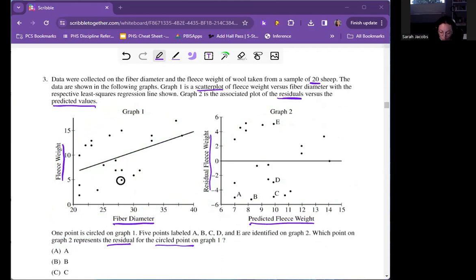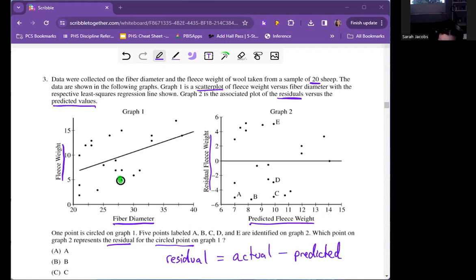Okay, just a quick review. Residual is equal to the actual minus the predicted. So you could do this without calculating anything, but maybe it's just easier for your brain to wrap around numbers versus concepts. It's just a little more concrete.